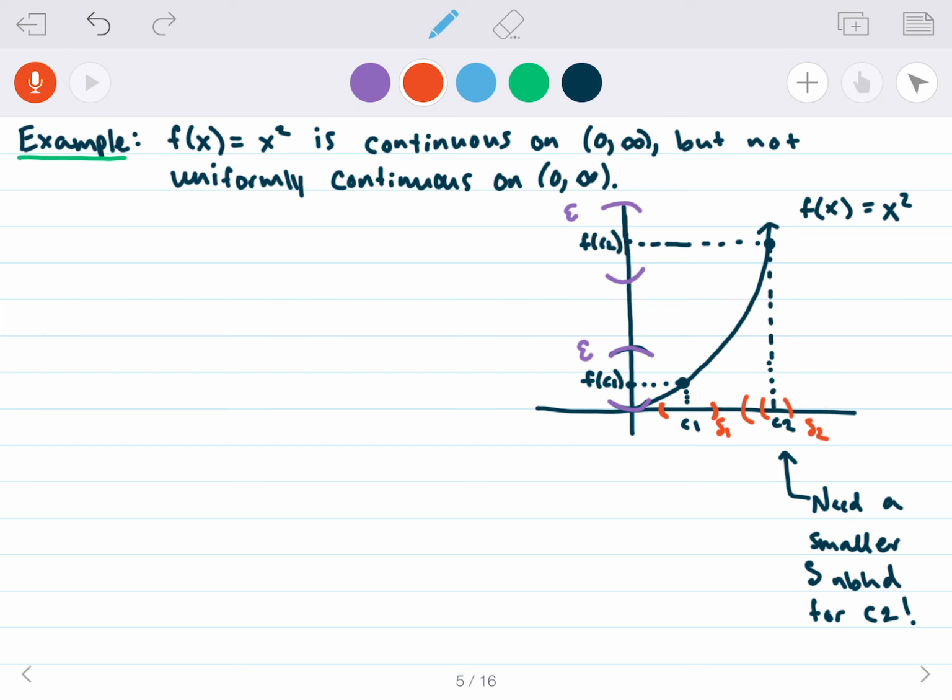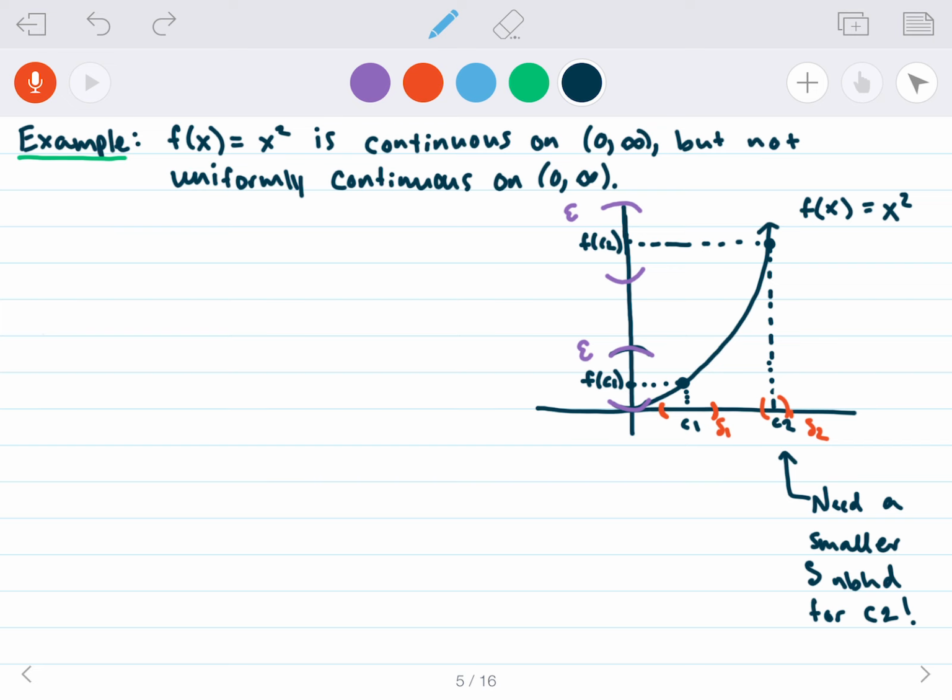We need a smaller delta neighborhood. And you can see pictorially that I've drawn it smaller so that when I project up to the image onto the curve, everybody is going to fall in this purple neighborhood. Okay, so that's the point here. We need smaller and smaller delta neighborhoods the steeper your x squared curve gets.